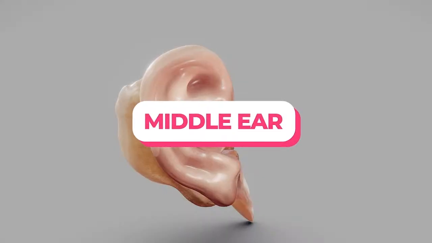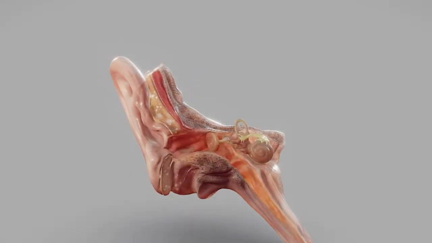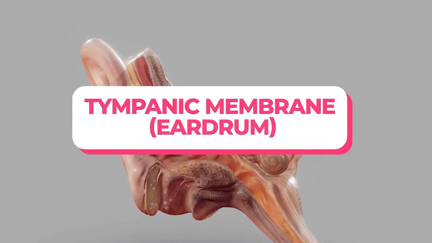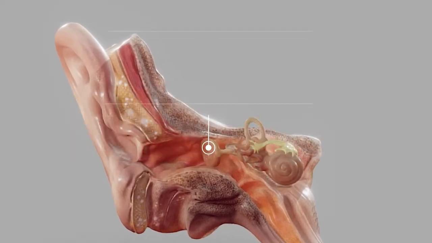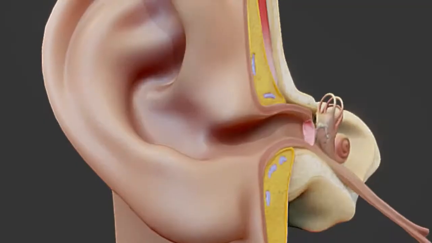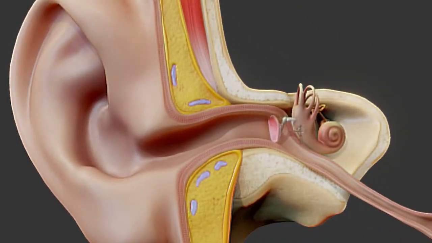Middle ear. Middle ear has two major components, tympanic membrane and ossicles. Tympanic membrane or eardrum. The tympanic membrane, commonly known as the eardrum, is a critical component of the human ear, playing an essential role in the process of hearing. Here's a detailed explanation of its structure, function, and importance.